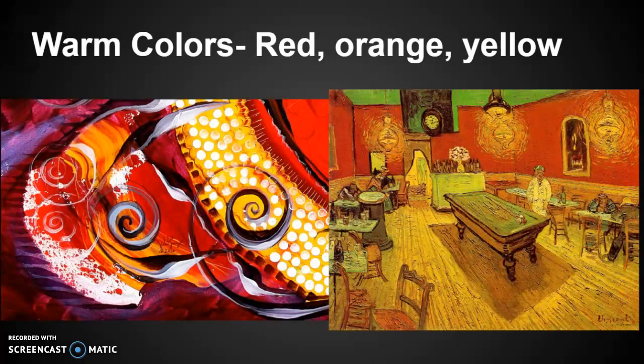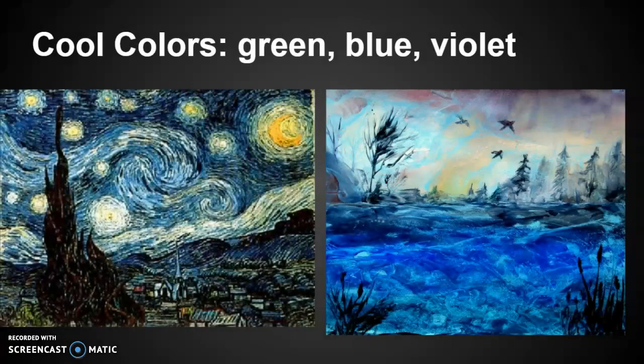Okay, so you also have warm colors. You could select something that is red, orange, or yellow. You think of the sun, right? Anything that's warm, red, orange, and yellow would be another way to divide colors up. Okay, you have cool colors, like green, blue, and violet. So that's another way that you would be able to divide those.